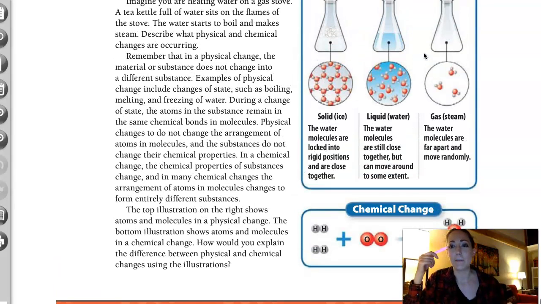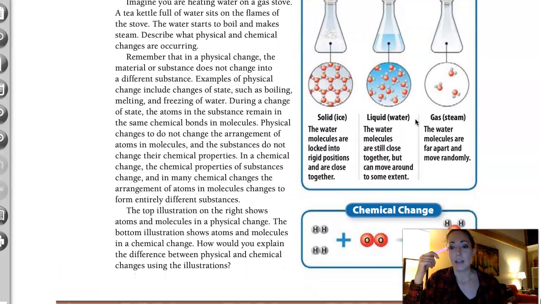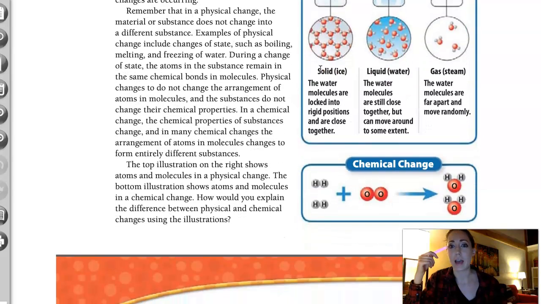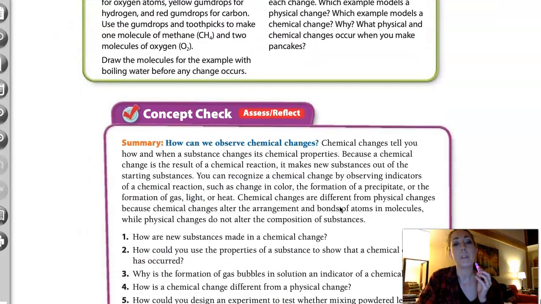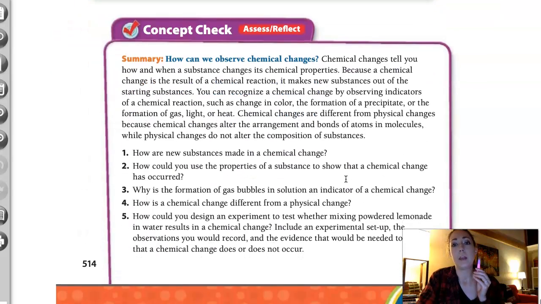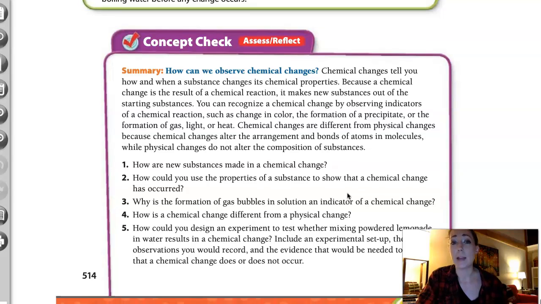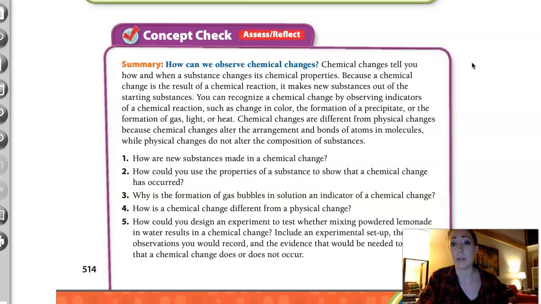Okay, so look at the difference just between these two, right? So they're staying in their same state versus becoming a totally new substance because your molecules are rearranged atoms. So, in review, chemical changes tell you how and when a substance changes its chemical properties. Because a chemical change is the result of a chemical reaction, it makes new substances out of the starting substance.